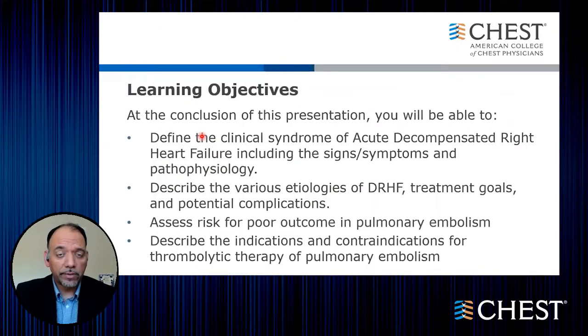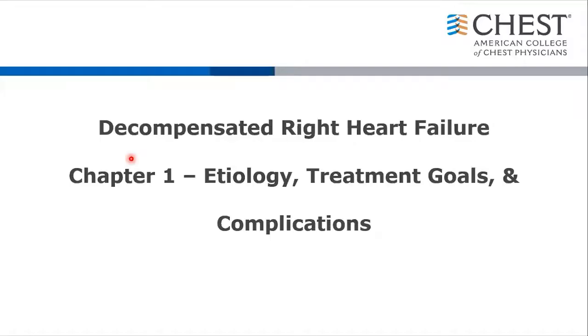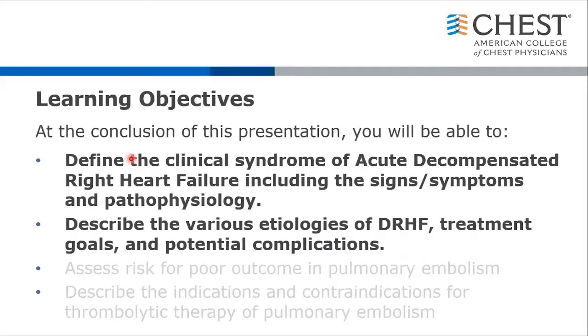Just to go over the learning objectives for this three-chapter series, we are going to define the clinical syndrome of acute decompensated right heart failure, including the signs and symptoms and the pathophysiology, describe the various etiologies, decompensated right heart failure treatment goals, and potential complications of treatment. Then we're going to shift over to looking at pulmonary embolism, acute PE, and assessing the risk for poor outcome in PE, and describe the indications and contraindications for thrombolytic therapy of pulmonary embolism. So chapter 1, we're going to go through decompensated right heart failure, etiology, treatment goals, and complications. This chapter will deal with the first two learning objectives.